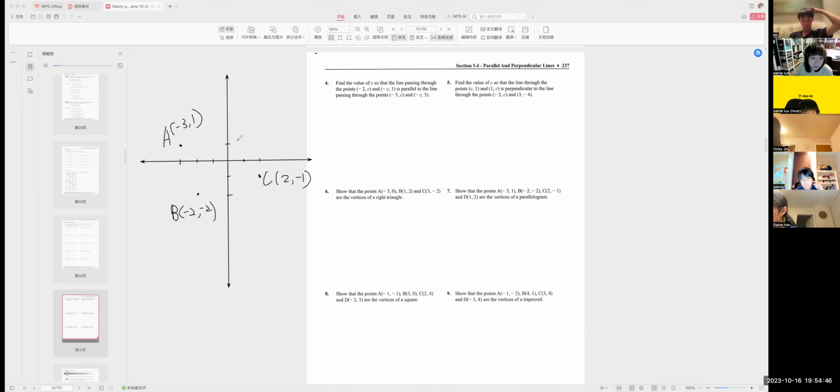And D is (1, 2). Okay, they are the vertices of a parallelogram. So how do we do it? Please connect them.